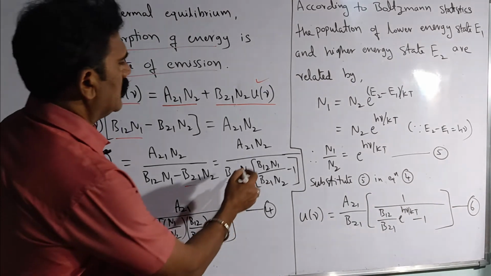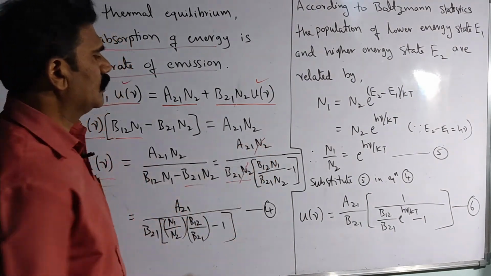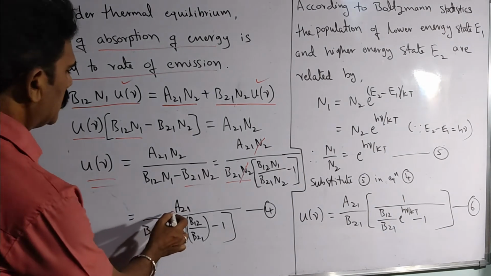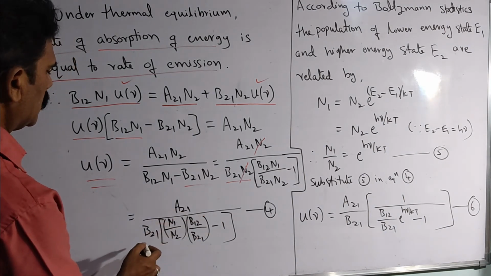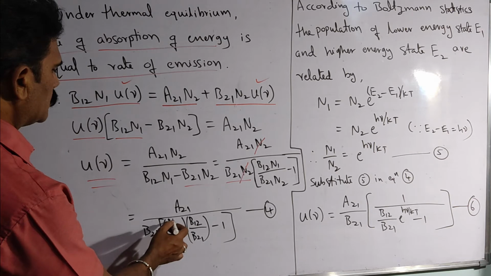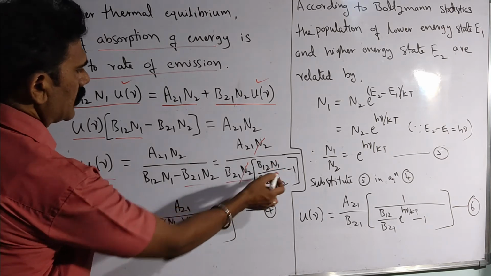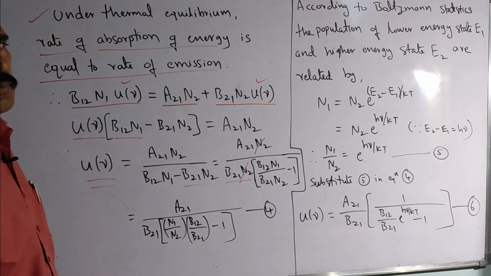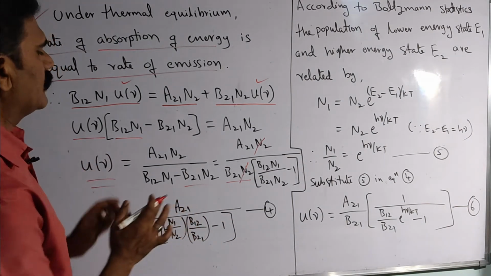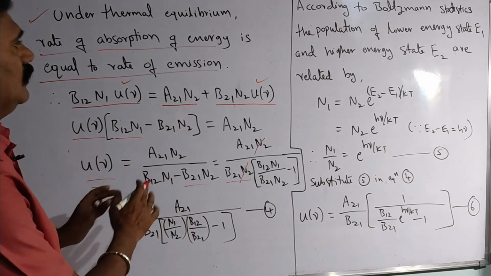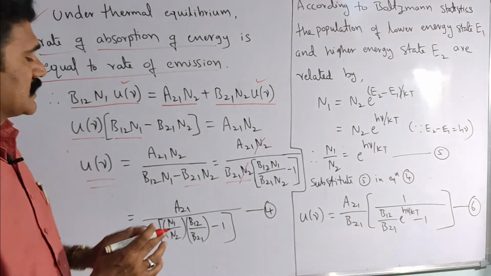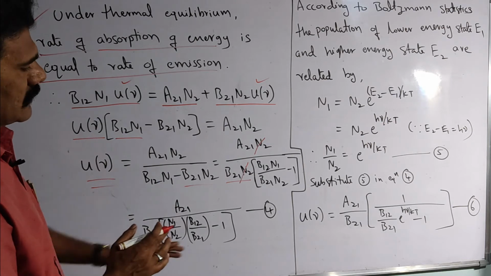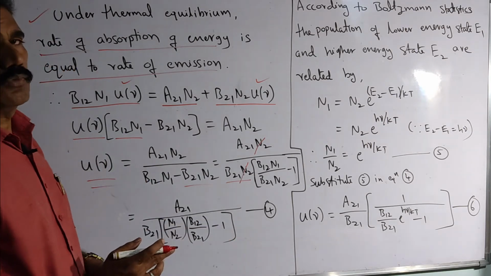Now in this equation, I can cancel N2 from the numerator and denominator. Then we are left with A21 divided by B21 into N1 by N2, of course, into the constants B12 by B21, minus 1. This is one standard form of the equation, so that we can compare it further with the Boltzmann statistics equation. That is why I am writing the arrangements like this. So write down this as equation 4 now.